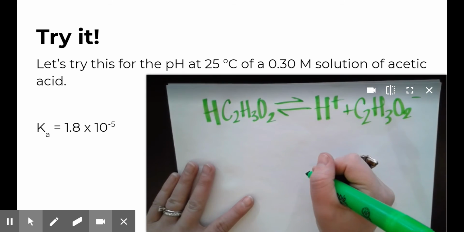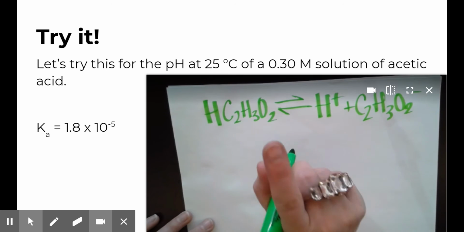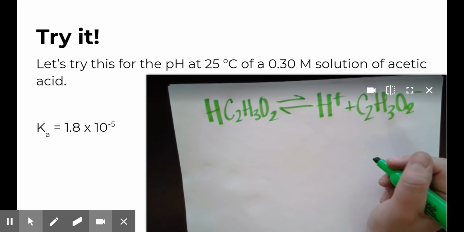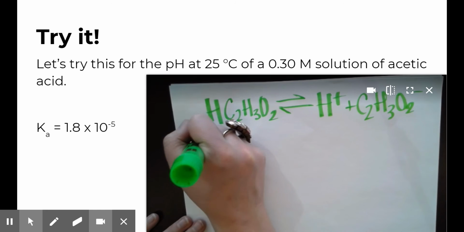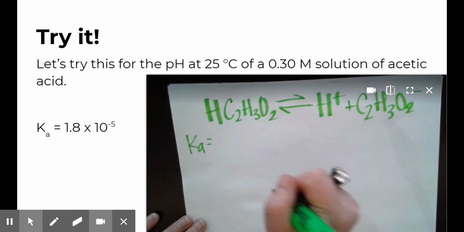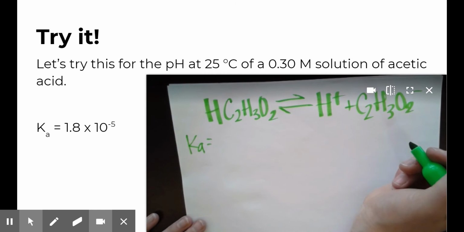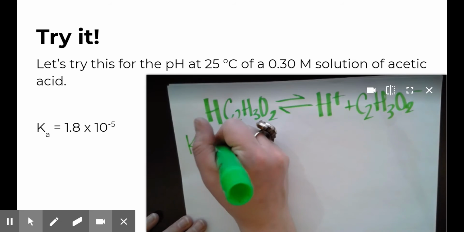Now, ooh, they're giving us Ka. This is going to be an interesting problem. Let's just write our acid dissociation constant expression here. So give it a sec, write it out. Okay, here's what I got.